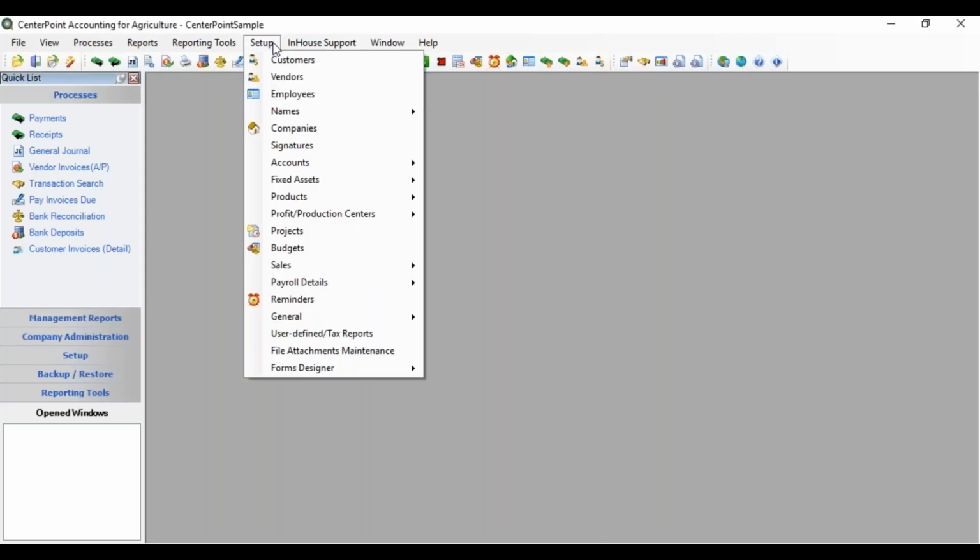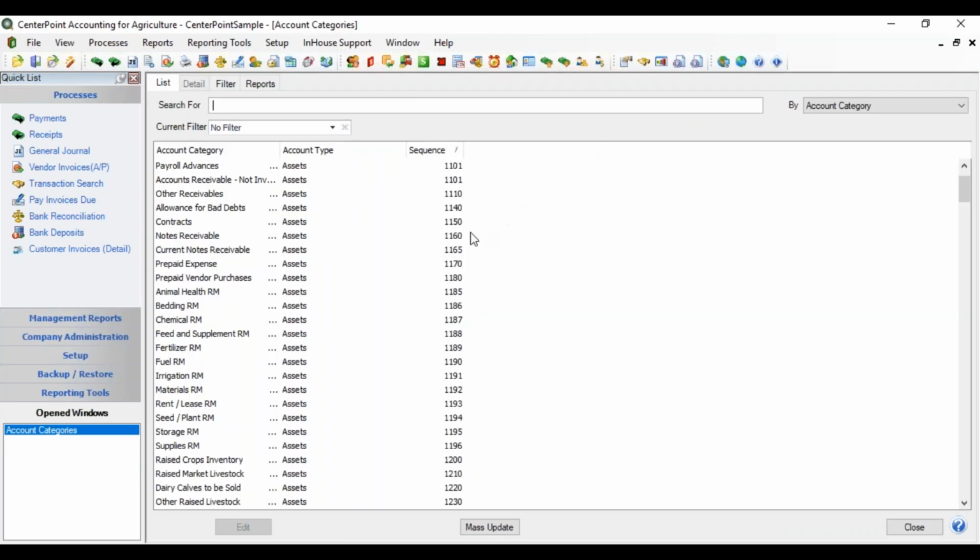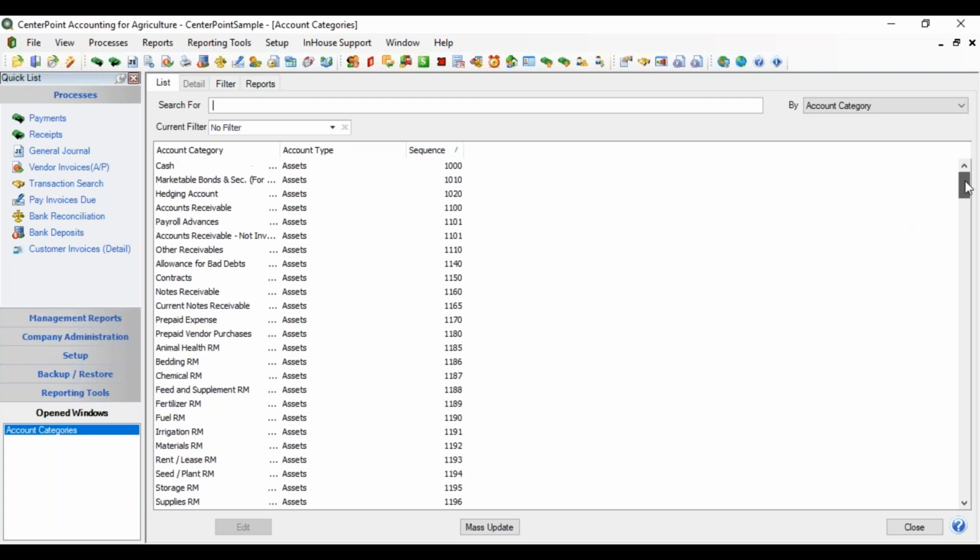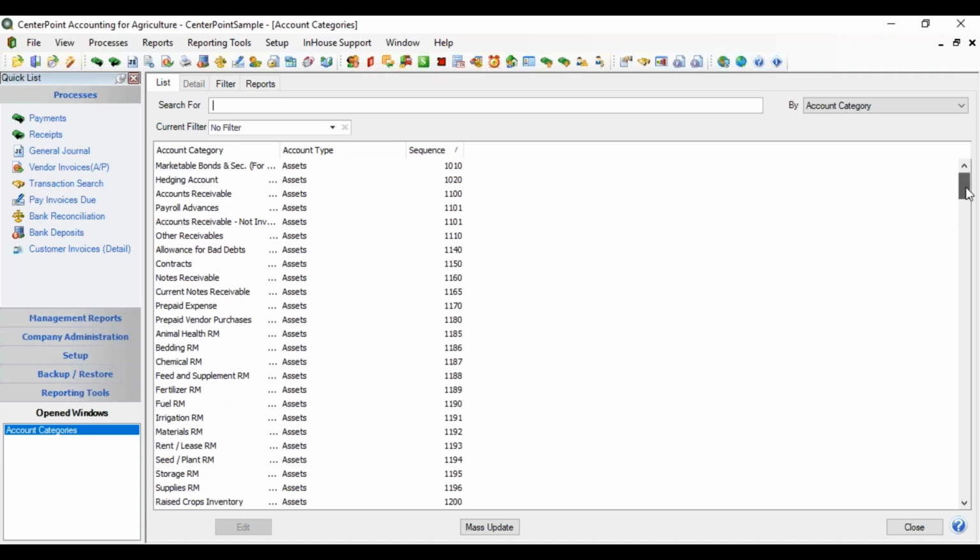We're going to go up to Setup, and then Accounts, and then Account Categories. This is a list of your account categories. Currently, it's being ordered by the sequence, and the sequence is defining the order that you would see these different account categories on balance sheets and then down through income statements.